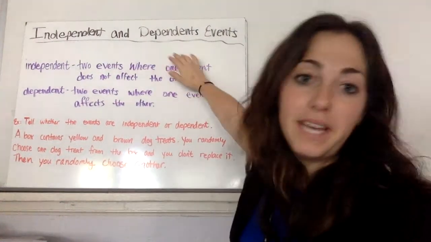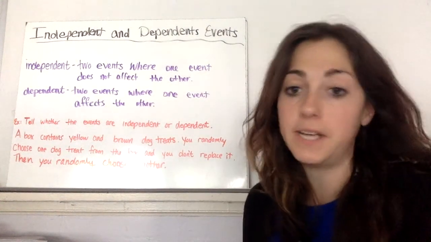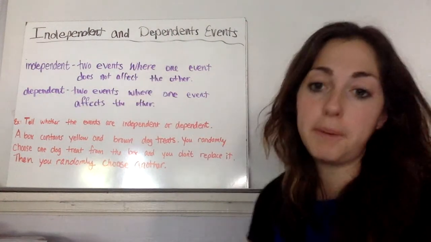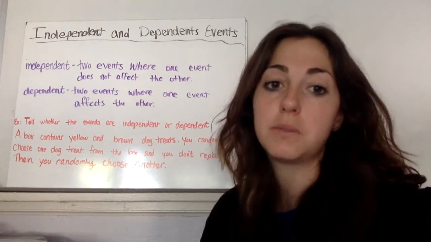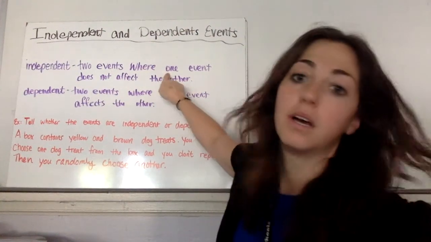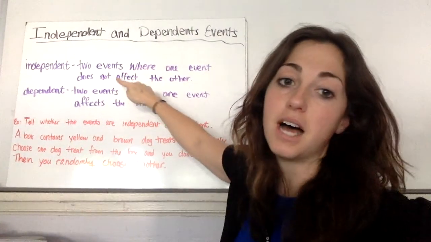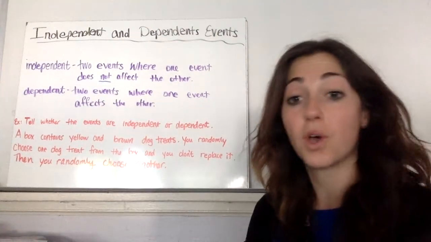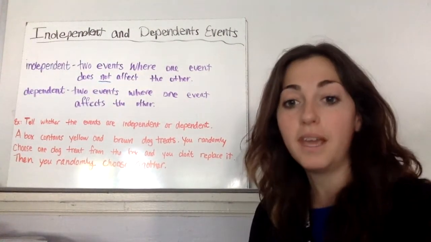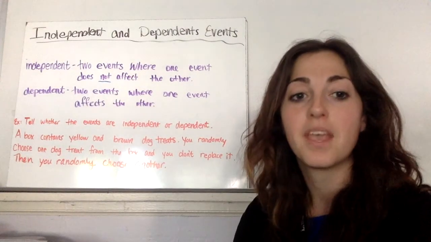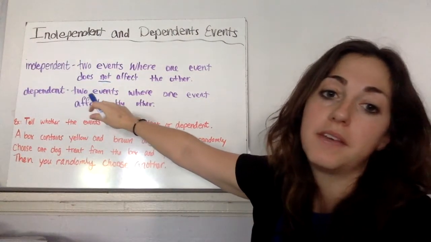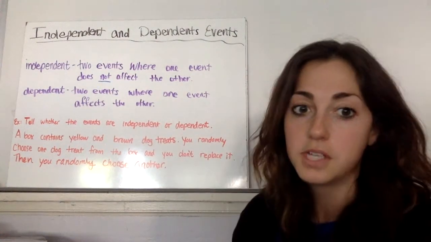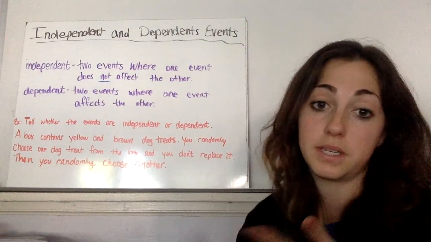Next, we're talking about independent and dependent events. For independent events, we have two events where one event does not affect the other. Independent woman doesn't need a man, just an example. For dependent, that's two events where one event affects the other. We're going to see scenarios where this would make sense.